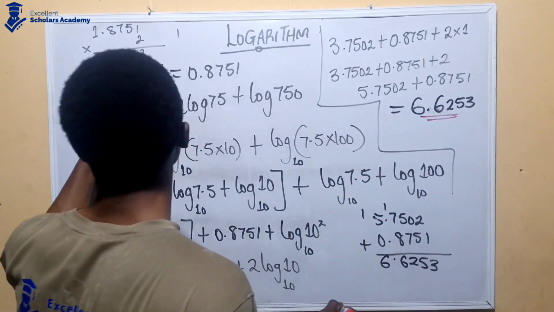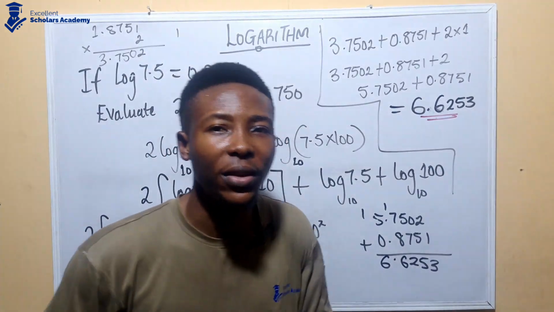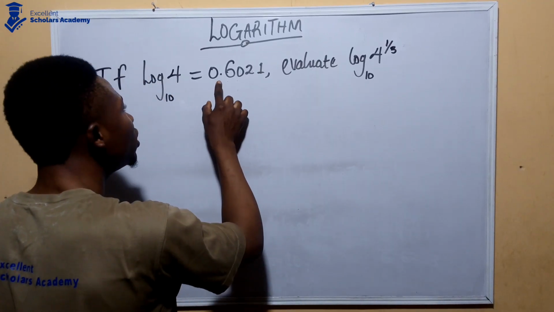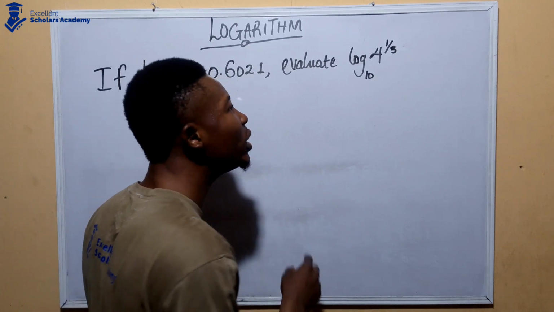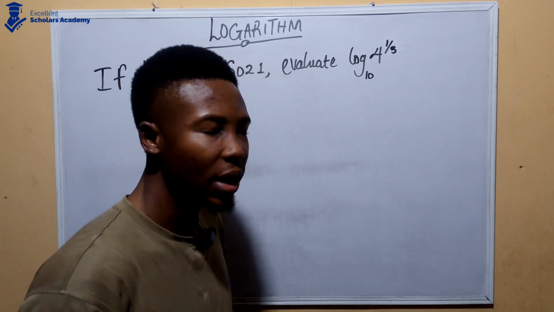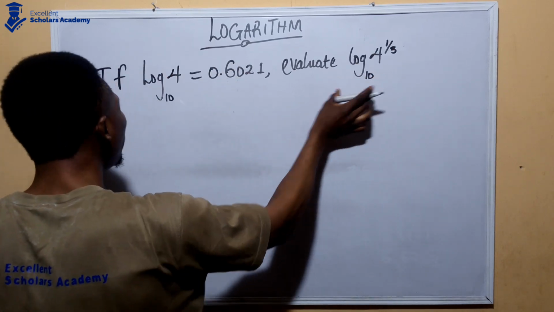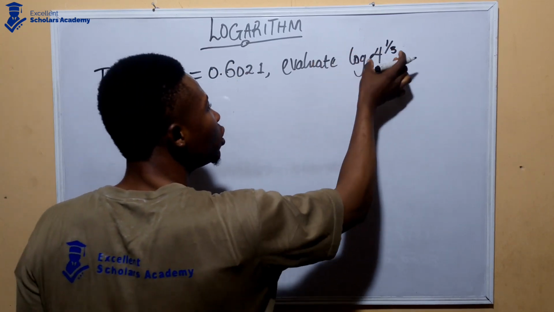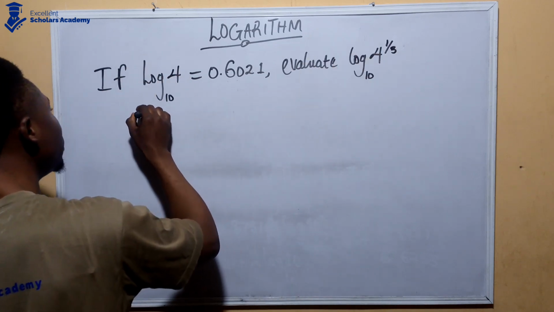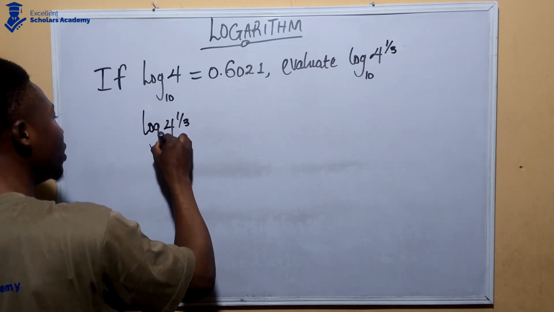So if given this, if we evaluate this, we're going to have 6.6253. If log 4 base 10 is equal to 0.6021, evaluate log 4 to the power of 1 over 3 base 10. Now, of course, we know according to the law of logarithm, 1 over 3 is going to come behind. So we are given log 4 to the power of 1 over 3 base 10.